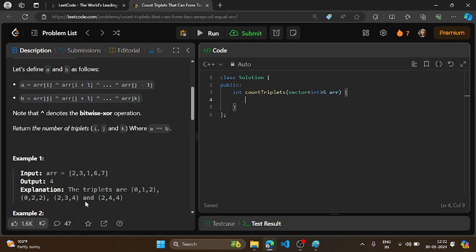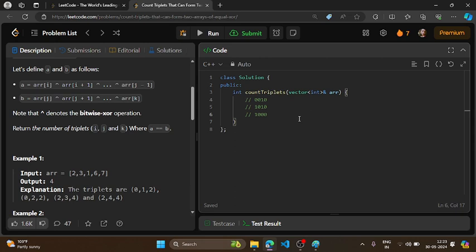If you don't know what exactly XOR is, XOR is basically the operation we perform on binary numbers. Let me explain. Suppose we have a binary number like this and another number like this. On performing the XOR of these two numbers, we will get 1, 0, 0, 0. So XOR of two same bits will be 0 and XOR of two different bits will be 1. This is the property of XOR in binary.